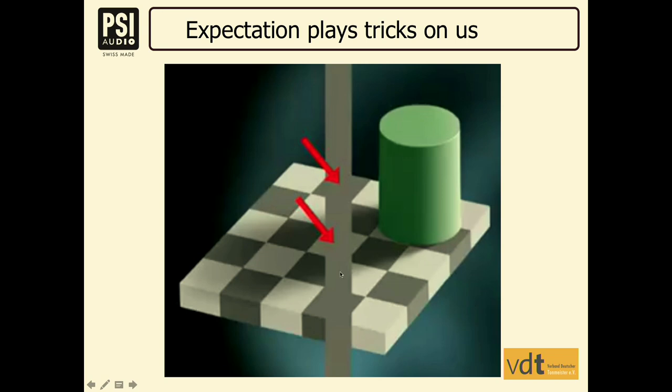If you draw a line through it here with the same color, you can see that it's the same color as A and the same color as B. But this is an example where our brain builds a picture of what it sees based on the fact that there's a checkered board with black and white squares, and there's an object here casting a shade over the black and white squares. So we expect A to be much darker, and we will actually perceive it as darker than B, but it isn't, in fact.